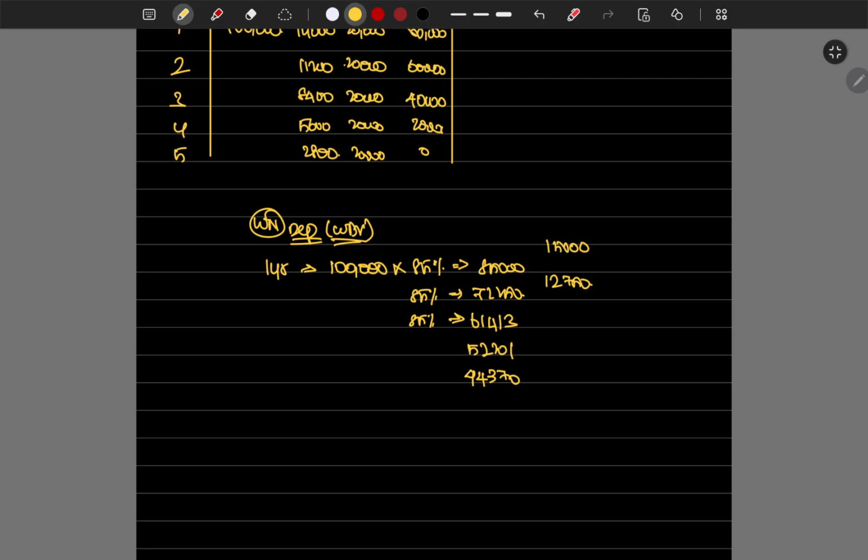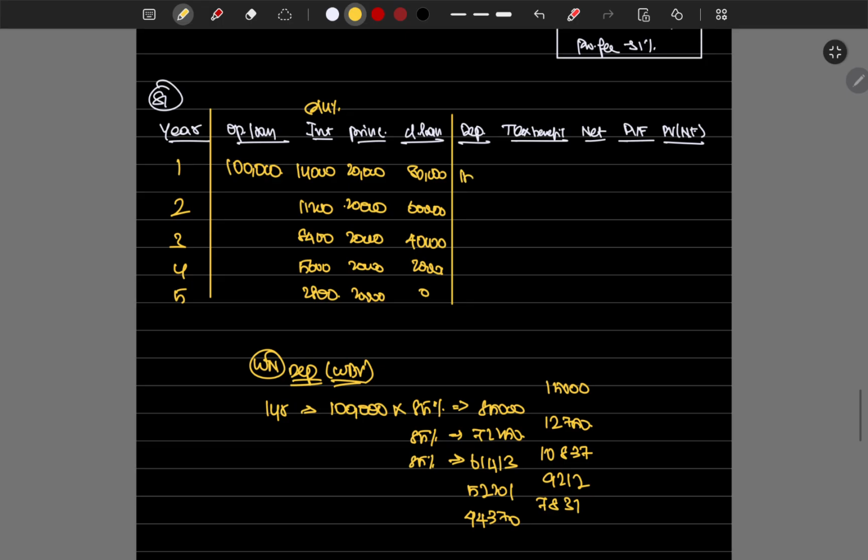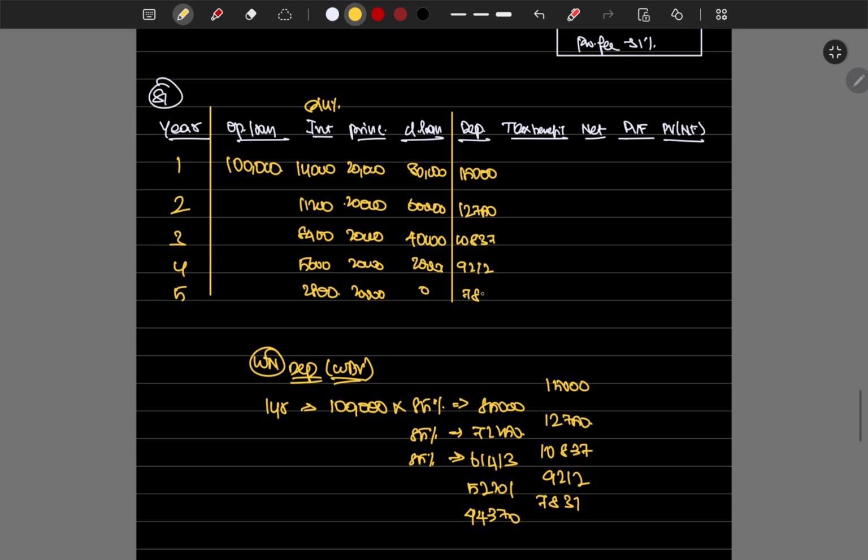72,250 minus 61,413, which is 10,837. Then 61,413 minus 52,201, which is 9,212. Then 52,201 minus 44,370, which is 7,831. Just to plug these values here: 15,000, 12,750, 10,837, 9,212, 7,831. Okay, what we have to do is calculate this interest and depreciation portion.